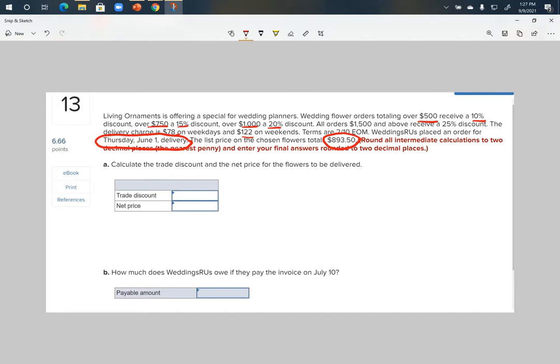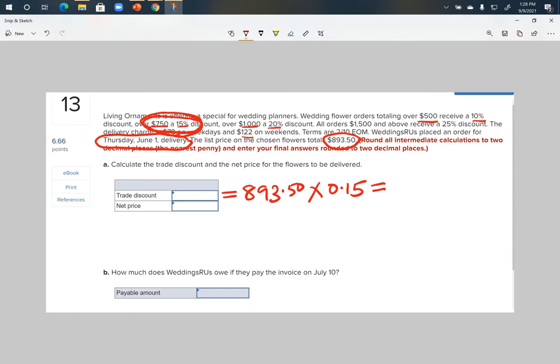Again, we're just applying what we have learned in chapter 7, and there are many ways you can go about this. To determine the trade discount, you take the cost of the items, which is $893.50, and multiply it by the discount rate. We need to identify the correct discount rate. Since the items total $893.50, they are over 500, and of course over 750. So the discount the customer qualifies for is 15%, because the items are more than 750.